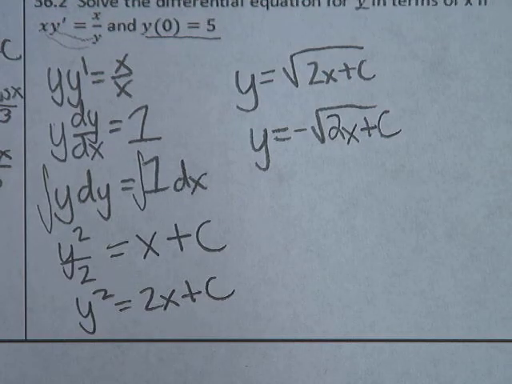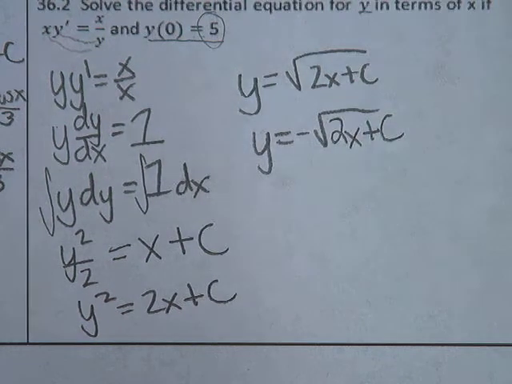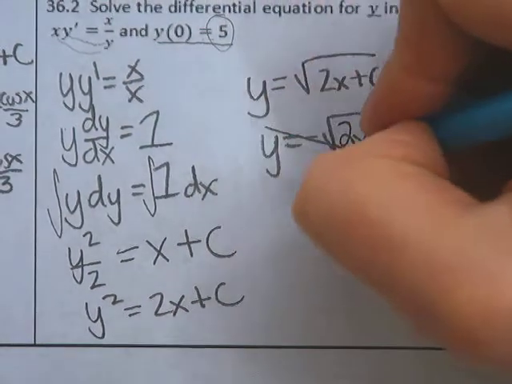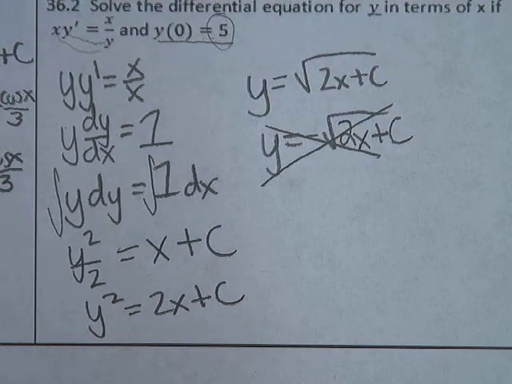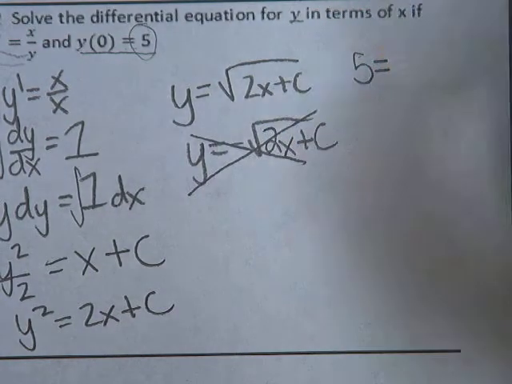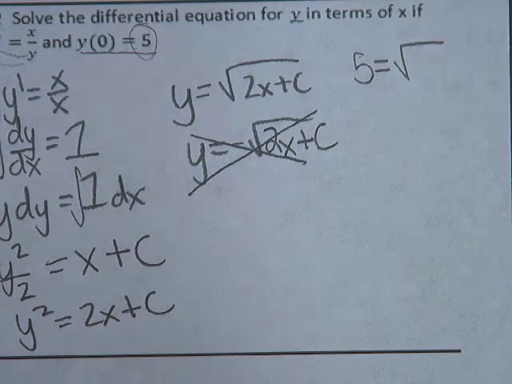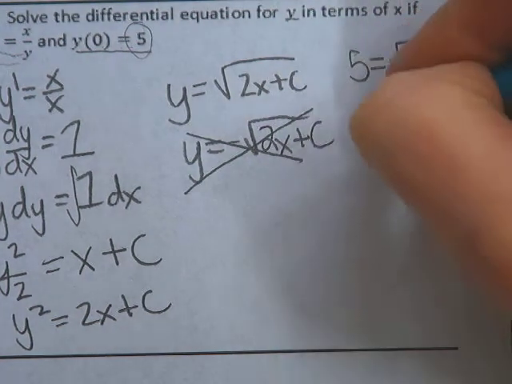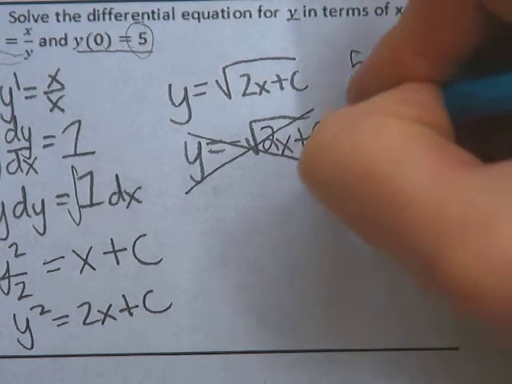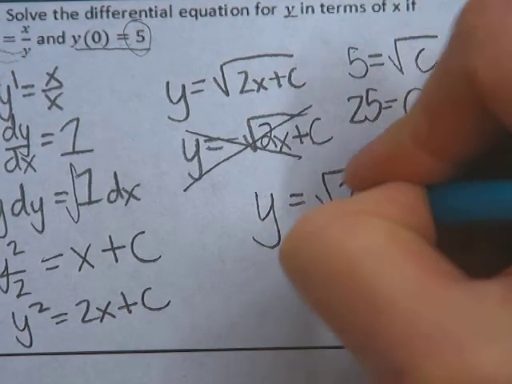But from our initial condition, we know which one it is because the output of our function is positive. And our output can only be positive if we use this one. So I throw this one out. And now I just need to solve for c. So I plug in 0, and I get 5 is equal to the square root of, this is 0, because I plugged in x is 0, so square root of c. So I square both sides, c is 25. And so my actual equation is y is equal to the square root of 2x plus 25.